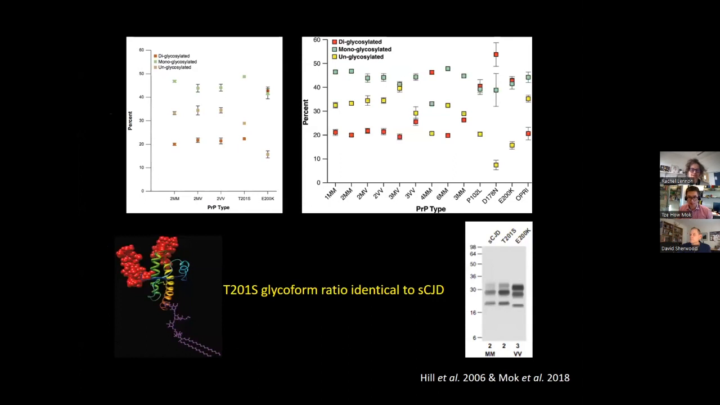We had brain. The brain looks like sporadic CJD. So we blotted it and we analyzed the glycoform ratios. So this figure on the right, the left hand corner here shows the glycoform ratio of T201S, which corresponds to sporadic CJD. And it's different from what we see in point mutations such as E200K.